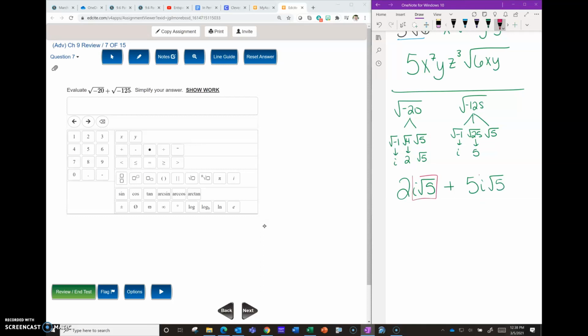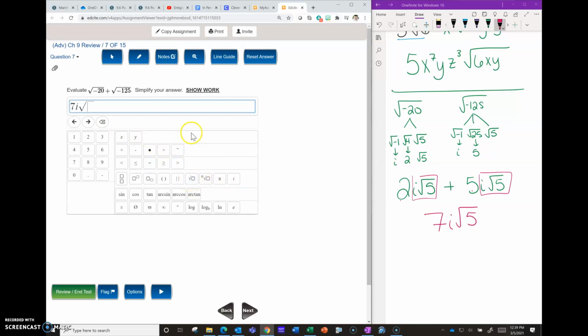i square root of 5 is the same on both of these, so we can add the 2 and the 5 together to get 7i square root of 5. So 7, you will have to use the i on your keyboard because this math keyboard, oh, hey, it does have an i. Look at that. So 7i, and then we want the square root of 5.